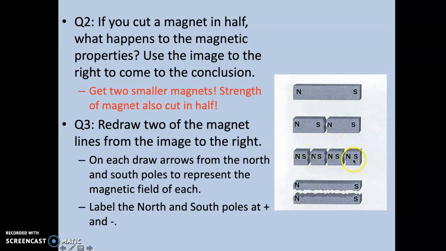So if I were to cut it into 4 pieces instead of 2, each of these would have 1/4 the strength of the original magnet, but I'd have 4 magnets. And similarly here, if I cut it lengthwise, I would end up with 2 magnets with half the strength of the original one. So that's kind of an interesting property of magnets.